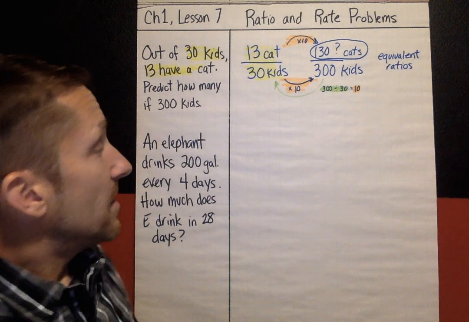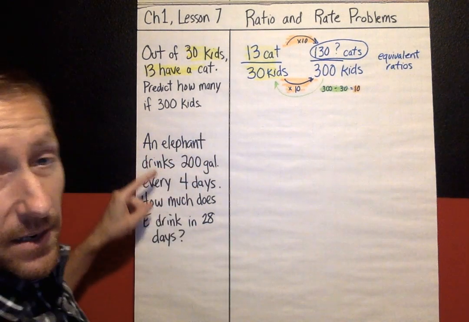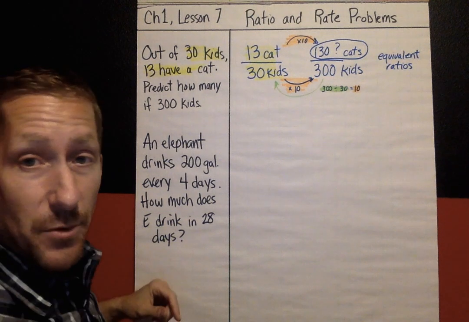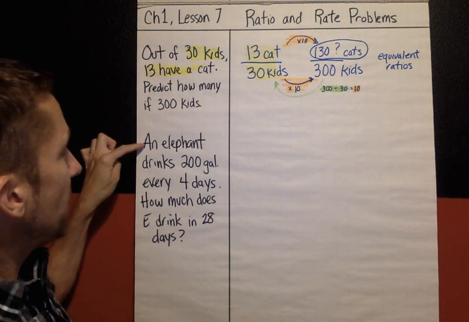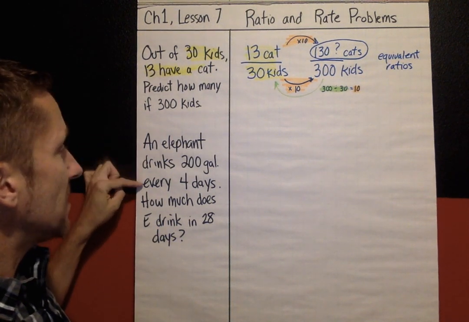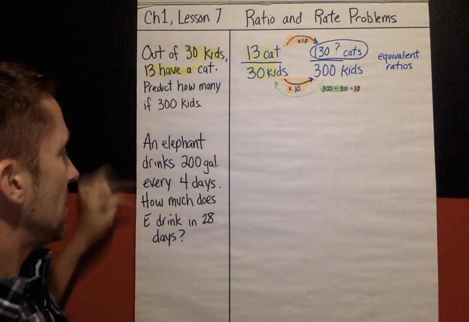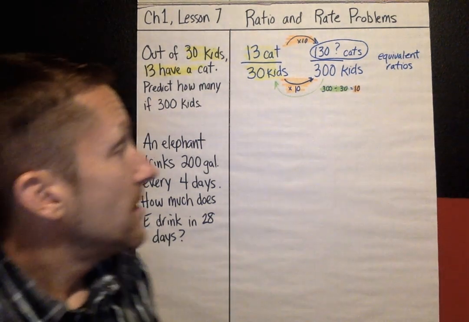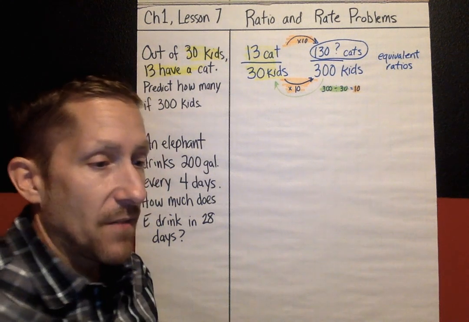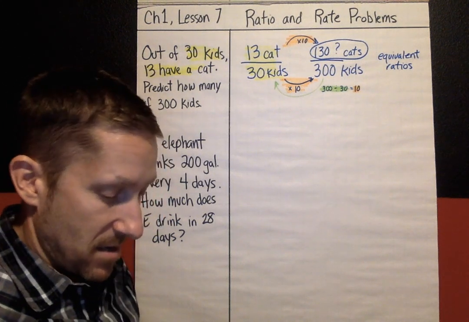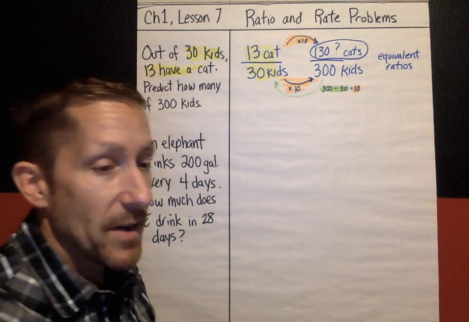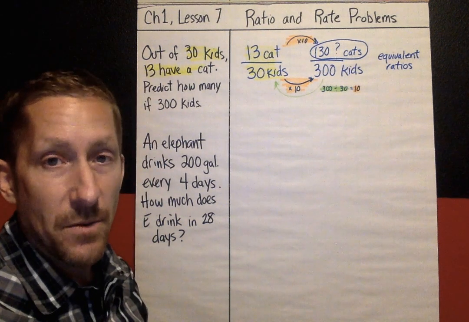Okay, let's move on. The next example that I want to go over with you is this, and it's a true fun fact. An elephant drinks 200 gallons every 4 days. How much does an elephant drink in 28 days? So I'm going to actually solve this one using both strategies, an equivalent ratio strategy and a unit rate strategy.